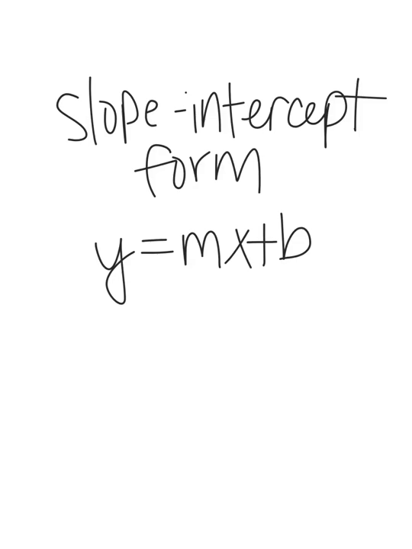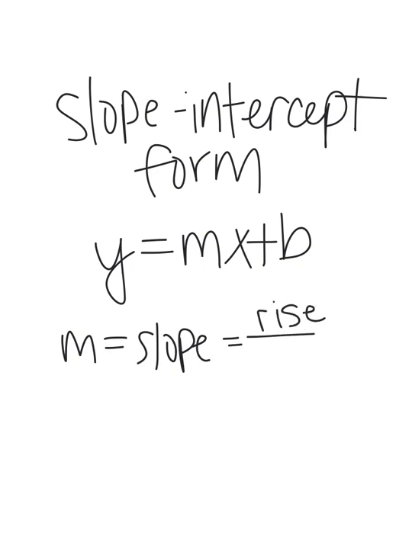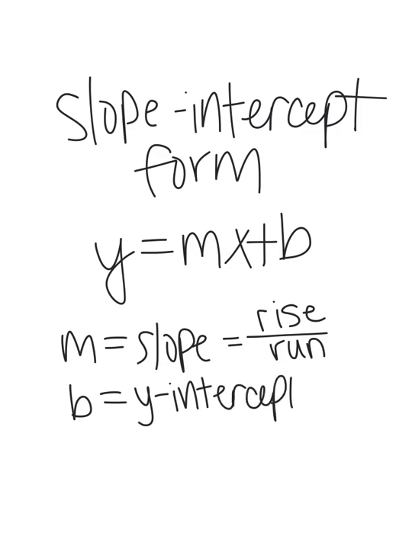This week we are going over slope-intercept form, which is y = mx + b. Remember that m represents your slope, which is found by rise over run, and b is the y-intercept. So let's look at some examples.